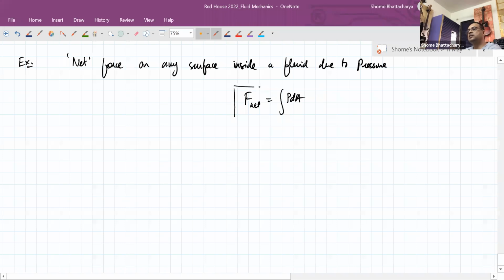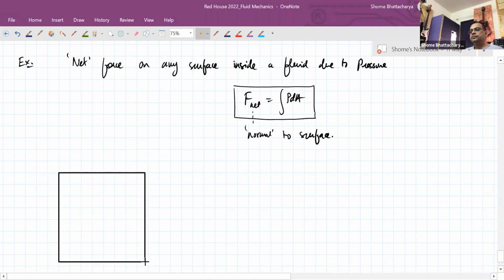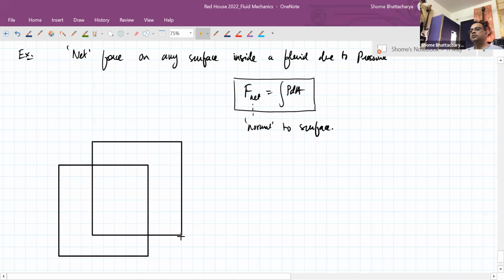And why I'm showing this as a scalar equation is because the force is already decided in direction. This net force will be normal to the surface. Okay. So let's look at a numerical example of the application of this. So we have an open cubical container. You have dimensions L by L by L, let's say. And it's filled right up to the brim with an ideal fluid of density rho.